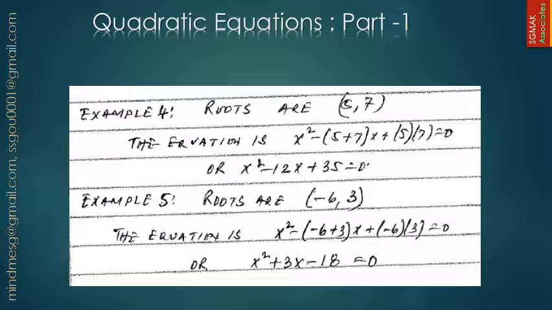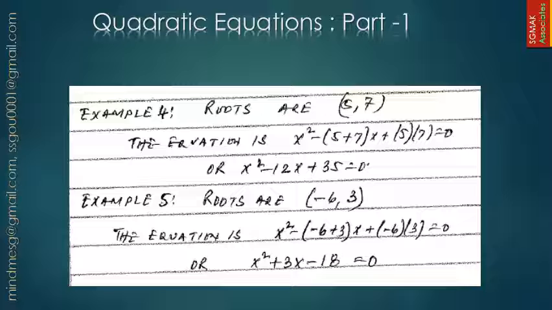Another example, roots are 5 and 7. If it's given that roots are 5 and 7, then we can find the equation, which is x squared minus the sum of the roots times x plus the product of the roots. So it will be x squared minus 12x plus 35. The constant term is the product of the roots. The coefficient of x is minus the sum of the roots.